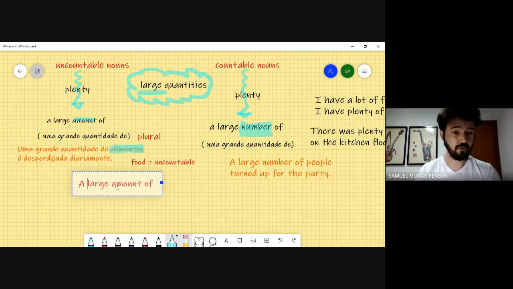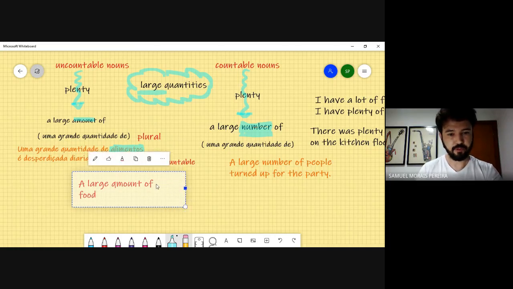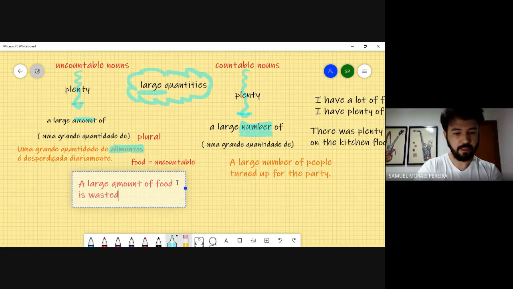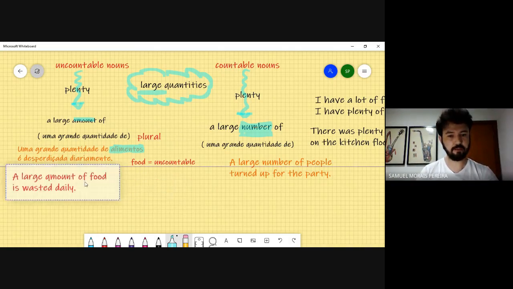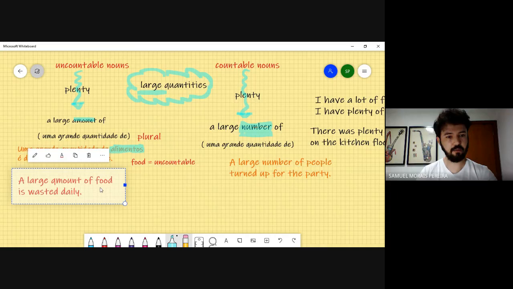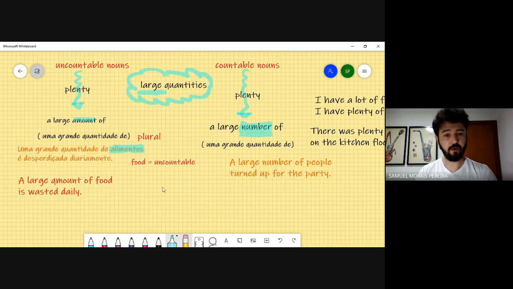food is wasted daily. Oh, a large amount of food. A large amount of food is wasted daily. Can you see? It's really important to understand this difference here, okay?